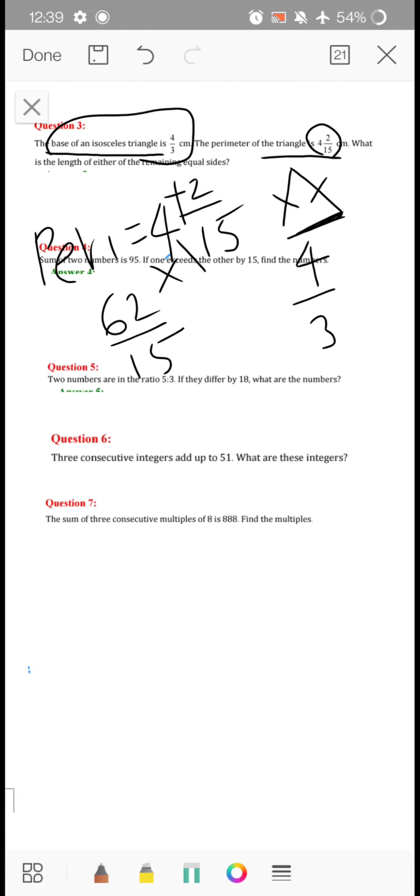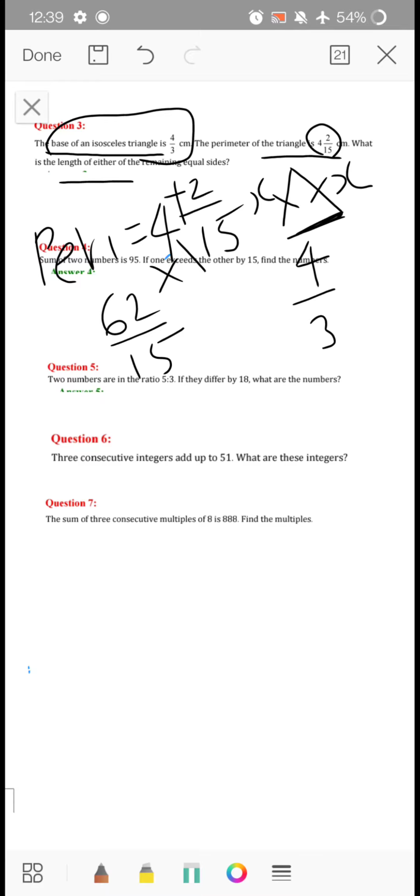What is the length of either of the remaining equal sides? It means you have to find out the length of these two remaining sides. So you will suppose it as x. Now why are we supposing the same variable? Because it is stated that it is an isosceles triangle, and both the sides are equal, so you can denote them by the same variable.